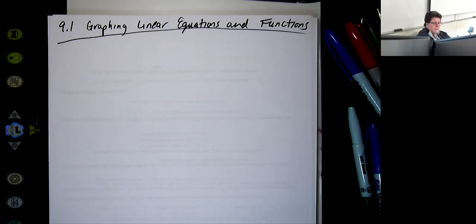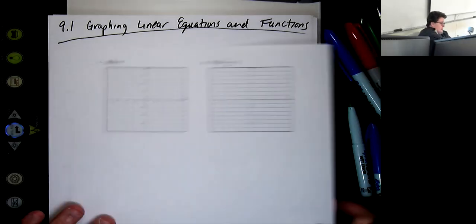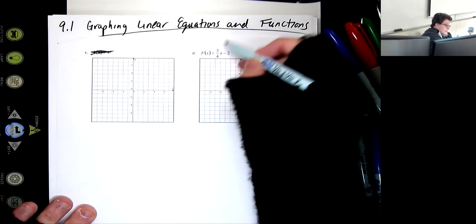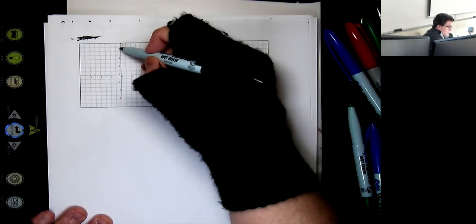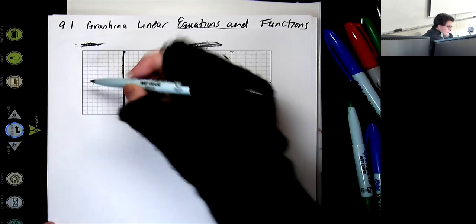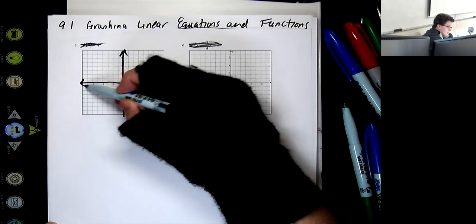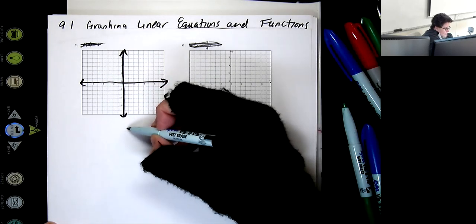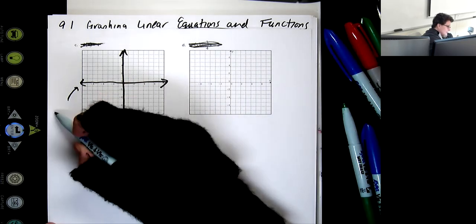Maybe it's more useful if I use a piece of paper that already has a graph on it. So the way our graphing system works is we have a vertical line and a horizontal line. The vertical line is called the y-axis, and the horizontal line is called the x-axis.